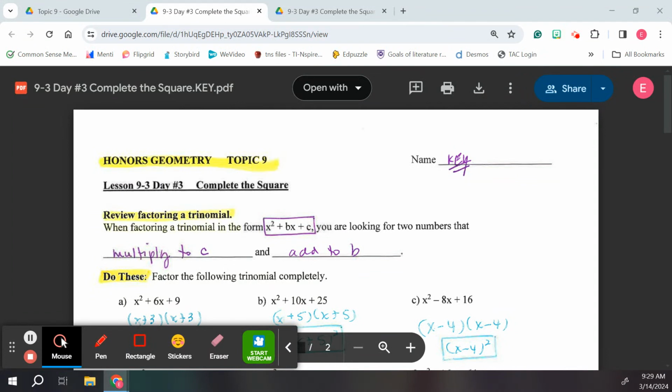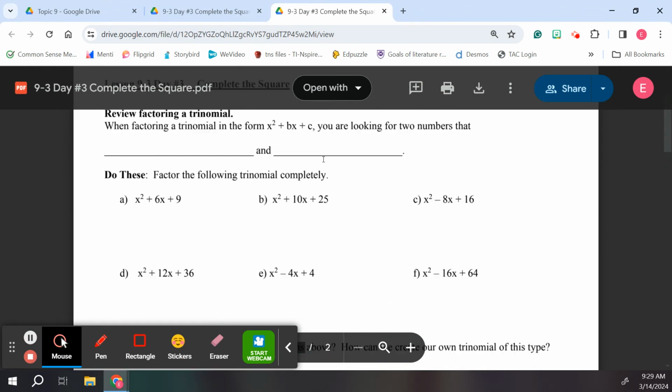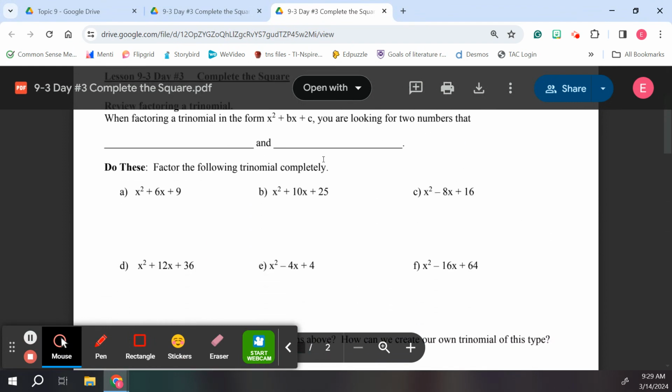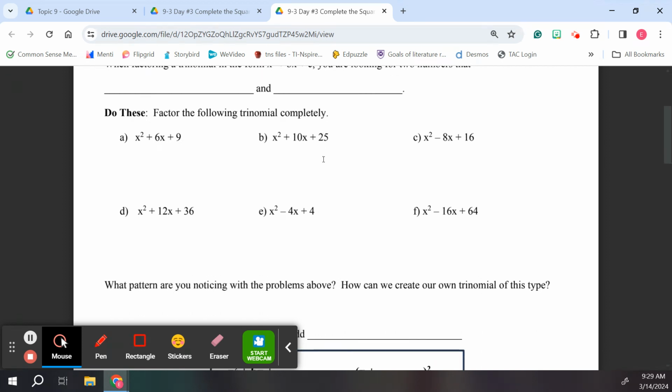Anybody still writing that down? Okay, so again, I don't know how you guys factor. I'm not going to pretend I know how all of you factor because y'all came from different places. But I'm just going to give you a quick recap of what I've got.